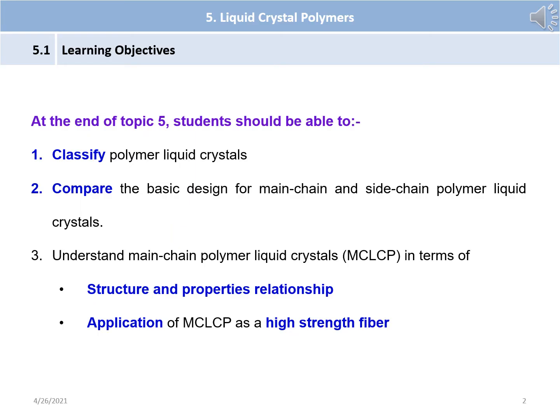These are the learning objectives for this topic. Students should be able to identify and classify the liquid crystal type by looking at the structure and design of the monomer. And, for today's lecture, students should be able to understand the structure and properties relationship for main chain polymer liquid crystals. Besides, students should understand why main chain polymer liquid crystals can be used as a high-strength fiber.